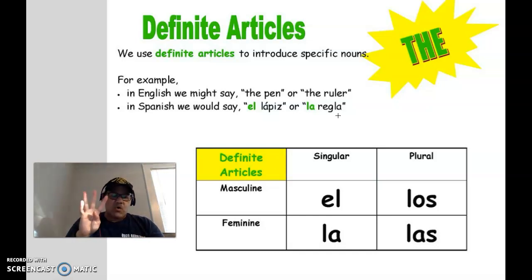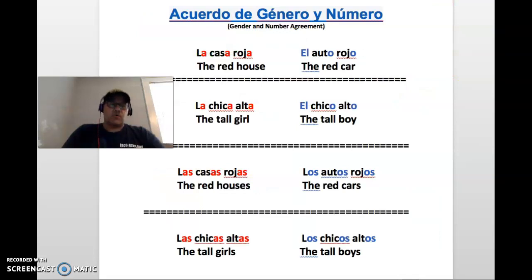So what are the 4 definite articles in Spanish? Again, in singular form, you have el for boy, la for girl. For plural, los and las. All right? So I'm going to show you a couple of examples so you can see what I'm talking about. And hopefully it's going to come back to you because we did this earlier in the year, okay? So let me show you the first example. I have 4 examples. Dos singulares y dos plurales. 2 singular examples and 2 plural examples.